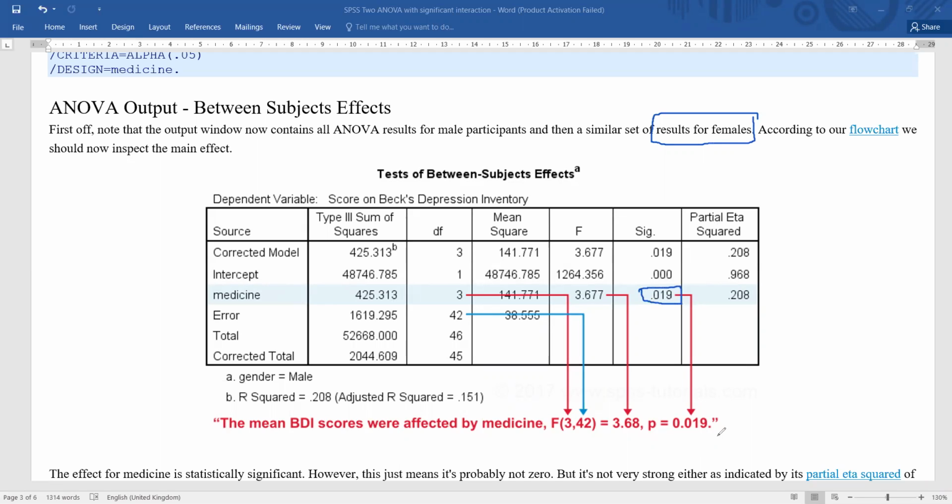0.019 is smaller than 0.05, which means we have a significant effect of medicine on controlling depression. The significant effect of different medicines we have on the depression. So the F statistic is 3.68 and the p-value is 0.019, a significant effect.